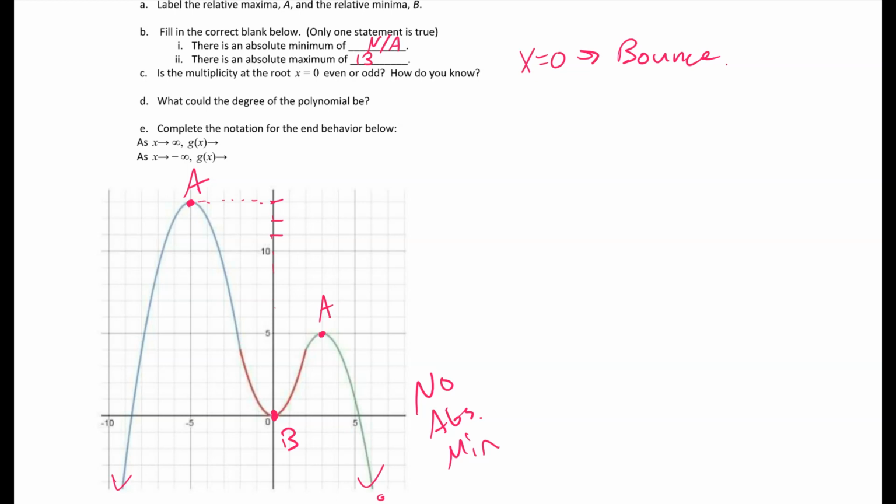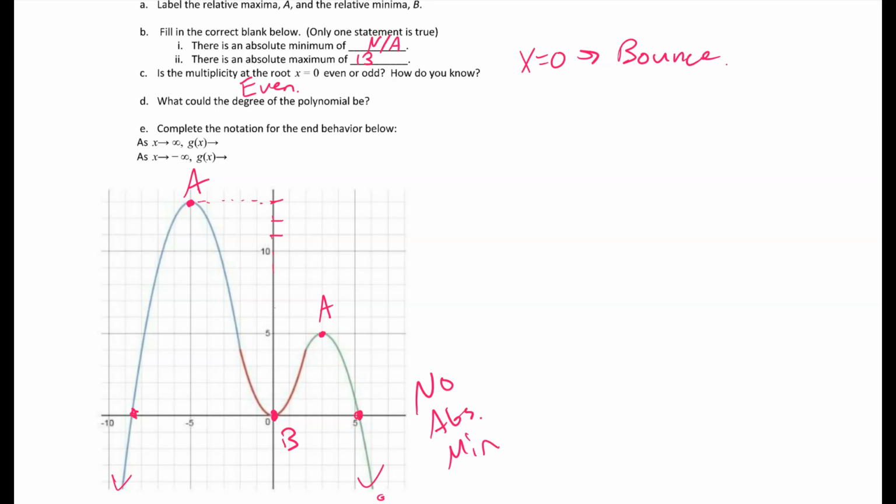That's what I consider a bounce. Anytime you have a bounce, that is always an even multiplicity, whether it's a double root or a quadruple root. Usually in our cases, they will just be double roots. So now if we use that information to consider the degree of the polynomial, I want to look at all of those x-intercepts.